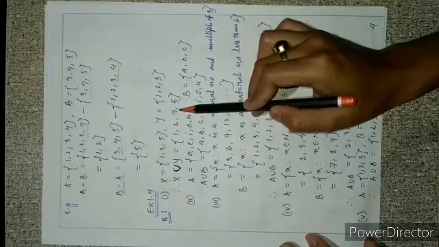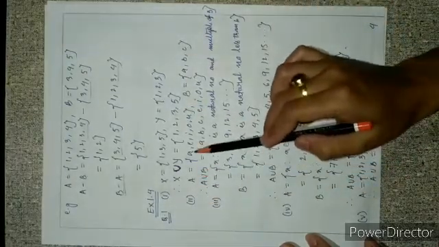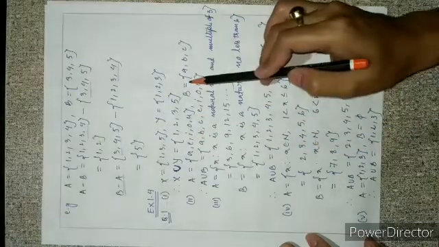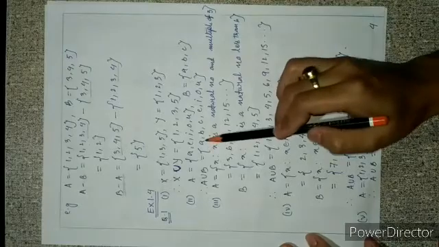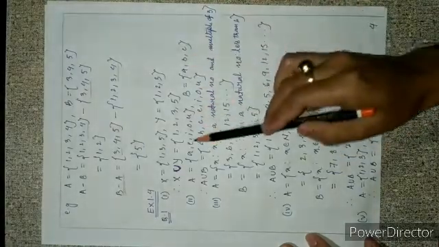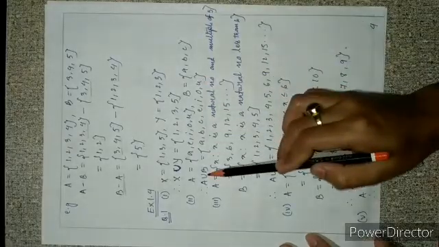Common element is to be written only once. For Roman number 2, A elements are A, E, I, O, U. B elements are A, B, C. Union: A, B, C, E, I, O, U. This represents A union B.